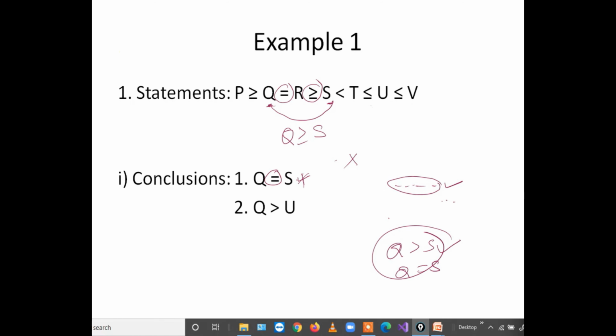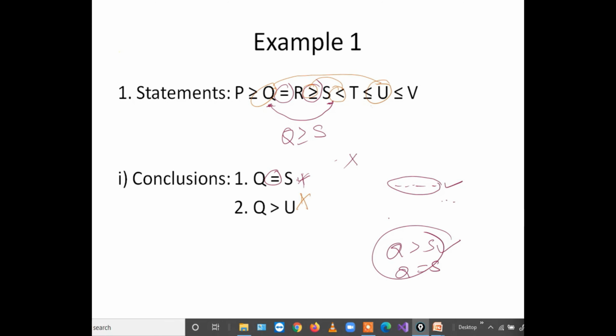Next, relation between Q and U. Here is Q and here is U. Between Q and U, directly we can tell the answer for this question. How? Here there is a greater than, here there is a less than. There is an opposite polarity. So simply not follows. Reason is no combination. Not follows because of no combination.